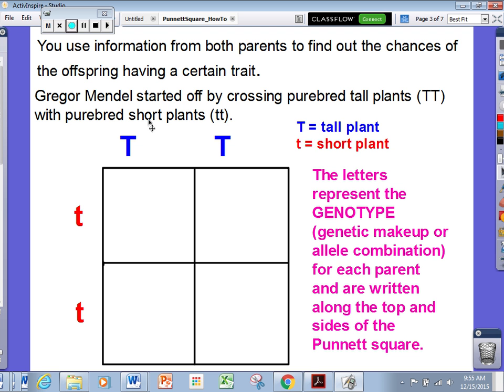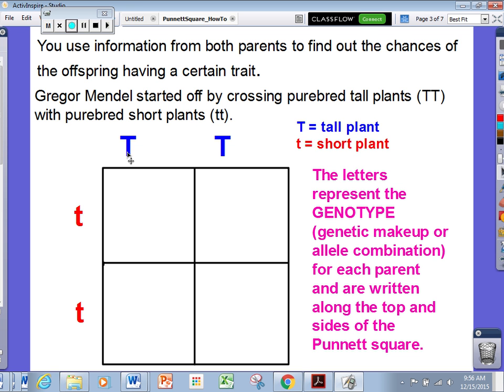Even though the word short starts with the letter S, we have to use a lowercase letter that's the same letter as the uppercase letter we used to represent our dominant trait. So when you set up the Punnett square, you put the information for one parent along the top and the other parent along the side. And you split the letters up so they're above each square here.